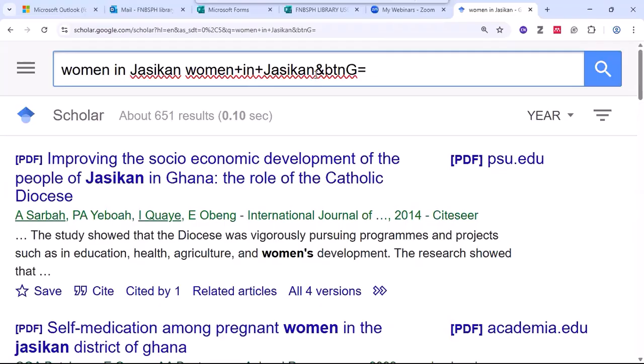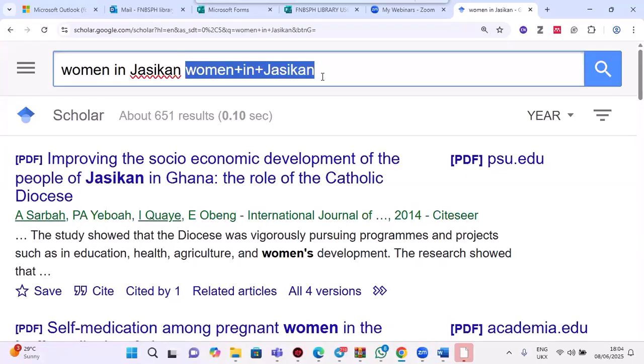Let me just remove the end part. It's a technical thing that you don't need. Have you seen what I'm talking about? Women plus, in, plus, Jessica. Now, who can tell me what the plus there stands for? What does a plus mean? The Boolean AND. Thank you. That is a Boolean AND.